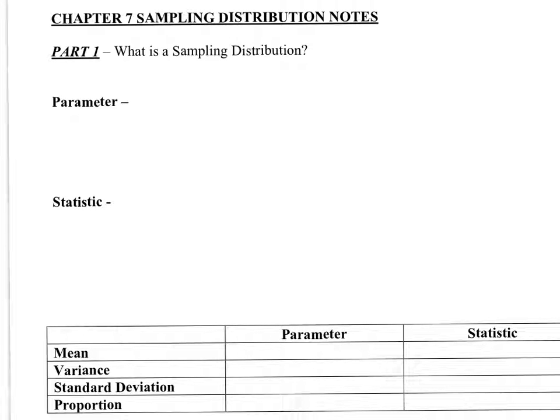Okay, today we're going to start Chapter 7 notes. So we're going to talk about sampling distributions. So let's start with the parameter. So a parameter is a number that describes some characteristic of the population.